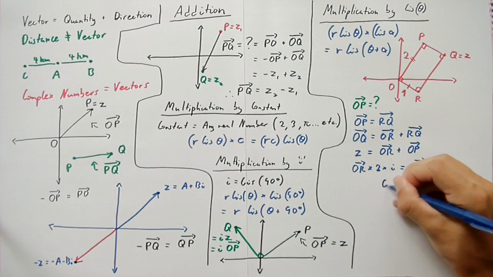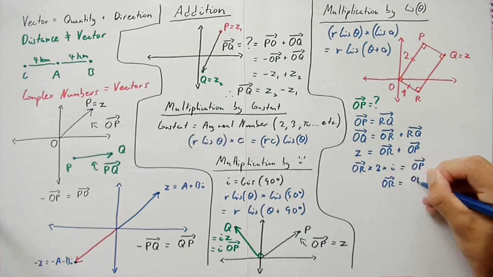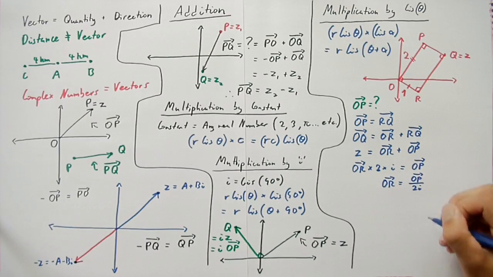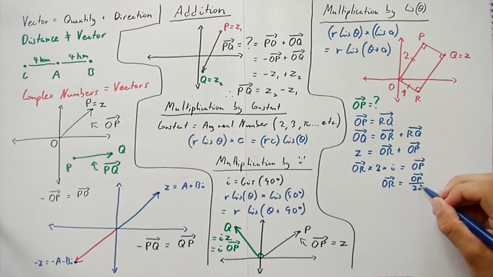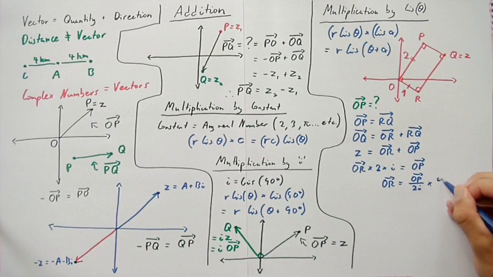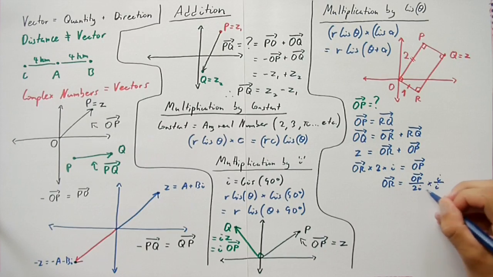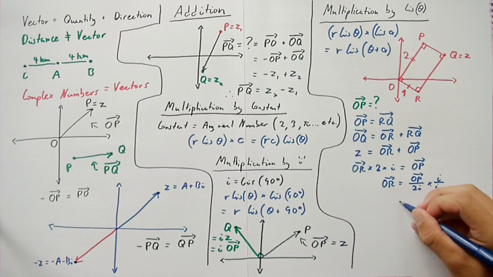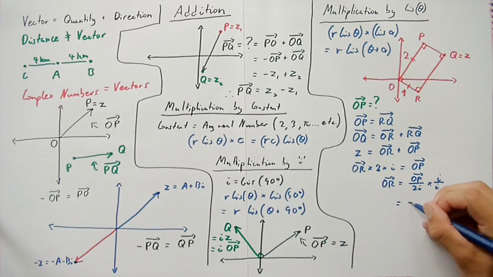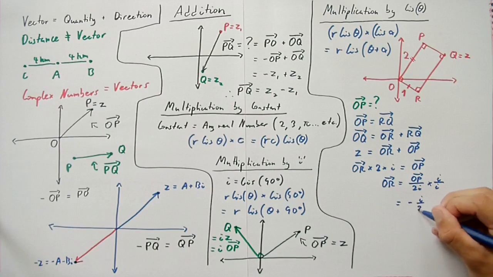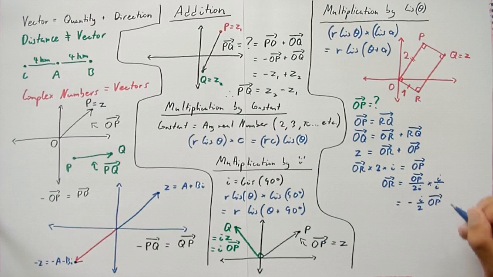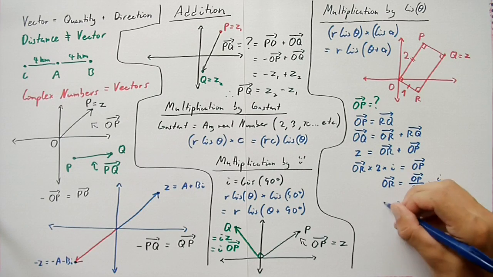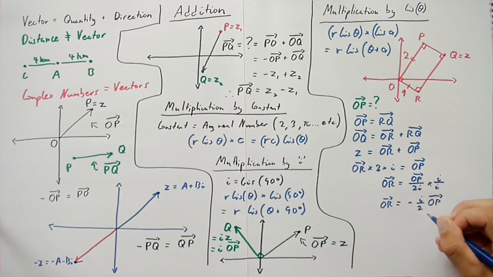Great, so that gives us O going to R is equal to O going to P divided by 2i. Now we don't like this i on the bottom here, so let's get rid of it by multiplying the top and bottom by i, which gives us 2i squared on the bottom, which is negative 2, and i on the top. So in other words, we have negative i on 2 times O going to P, which is of course still equal to O going to R.